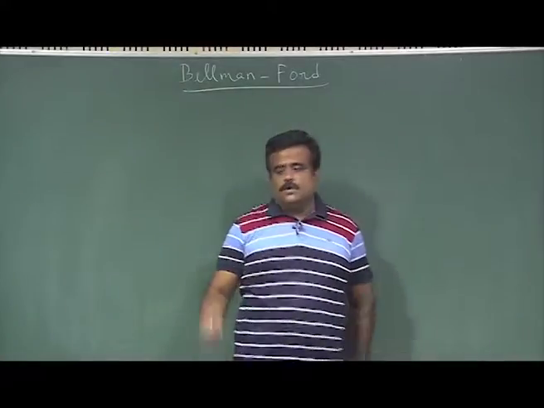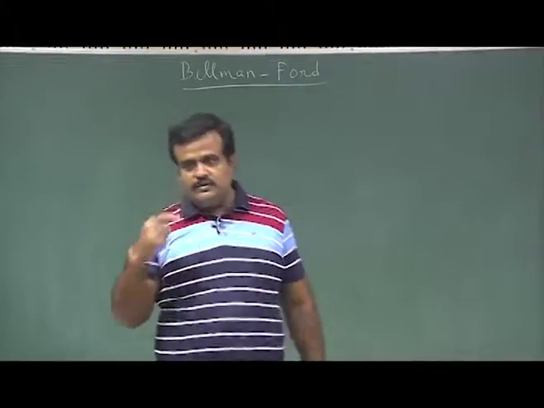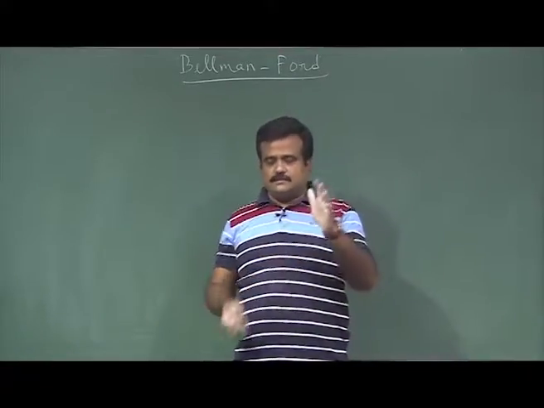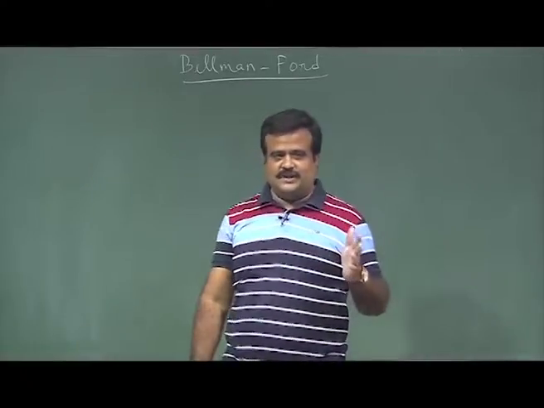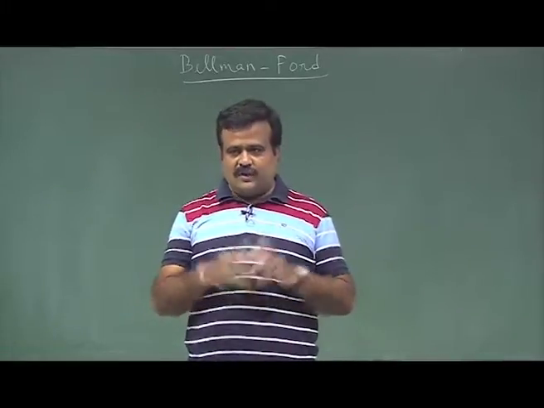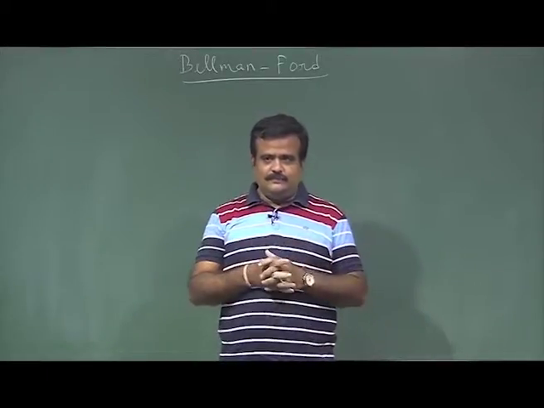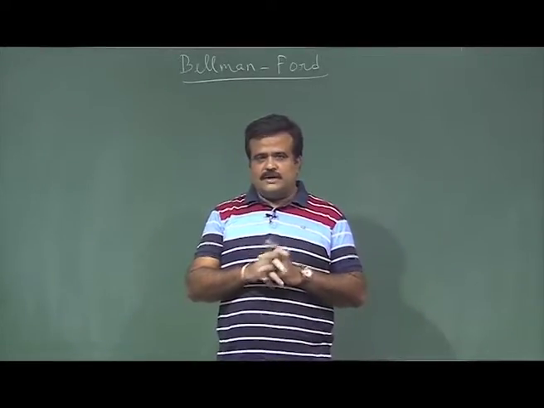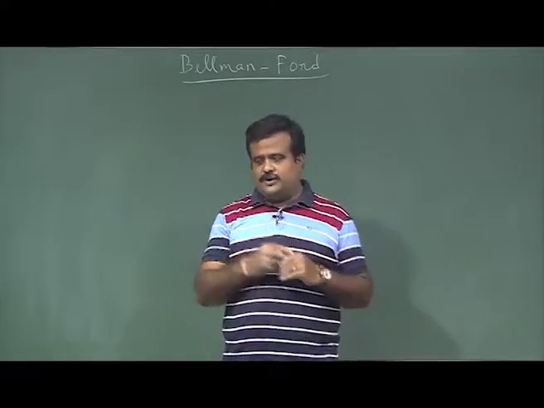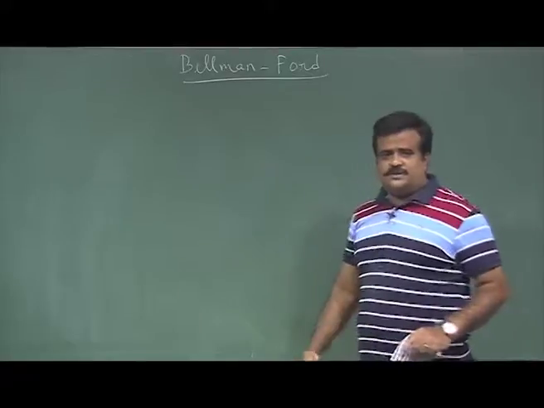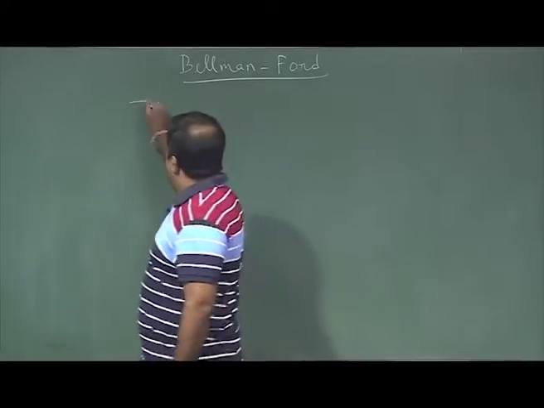Okay, so we talk about the Bellman-Ford algorithm, which is a general algorithm. It's not like Dijkstra's algorithm, where there is a restriction on the edge weight, because Dijkstra's cannot handle the negative cycle. So for that we had taken the edge weight to be non-negative, but in Bellman-Ford there is no such restriction. So what are the inputs?